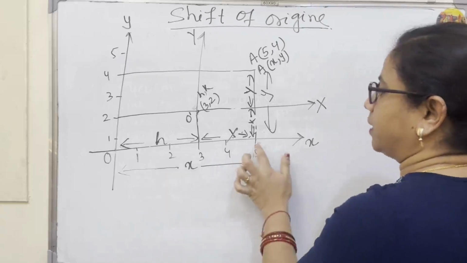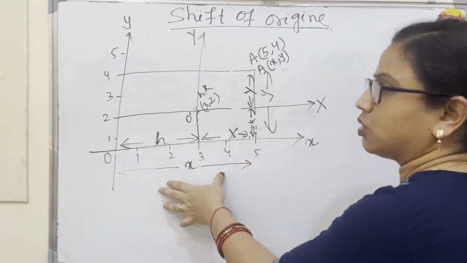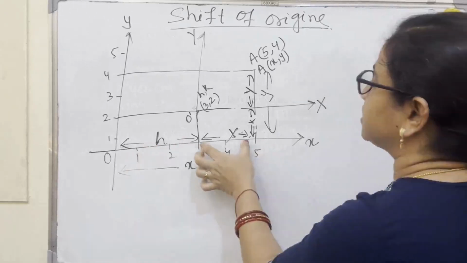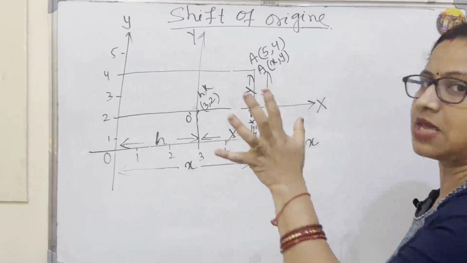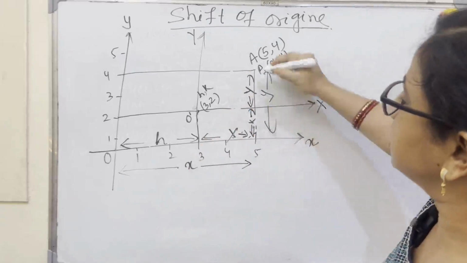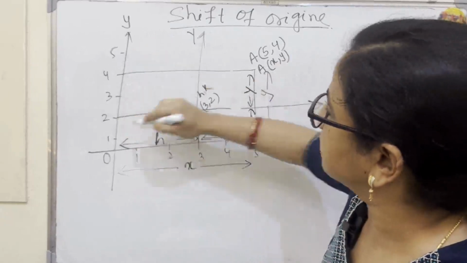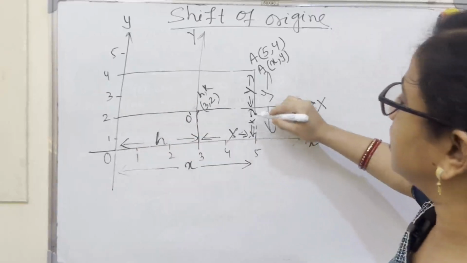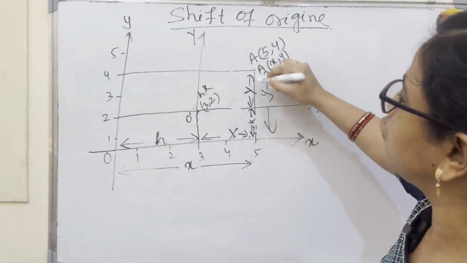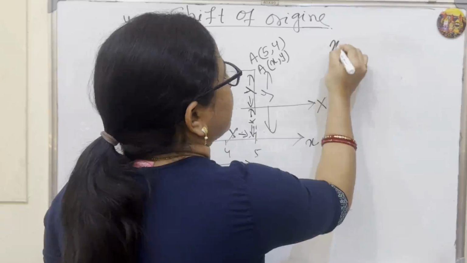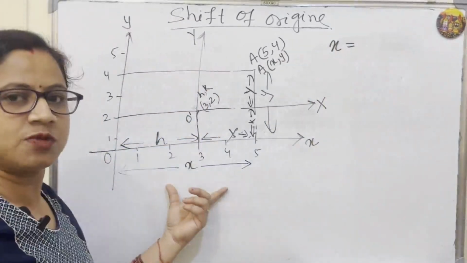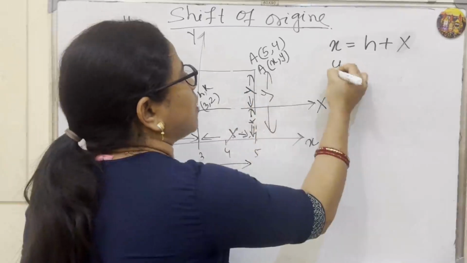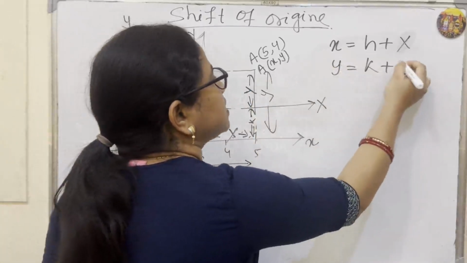So here the coordinate 5 on x-axis I am denoting as small x. So coordinate 3 is denoted as h and distance between 3 and 5 is denoted as capital X. Same here, the distance from 0 to 4 in y-axis is denoted as small y and the distance from 0 to 2 is denoted as k and the distance from 2 to 4 is denoted as capital Y. If I am calculating small x here small x is equal to h plus capital X. If I am calculating small y here, this will be k plus capital Y.